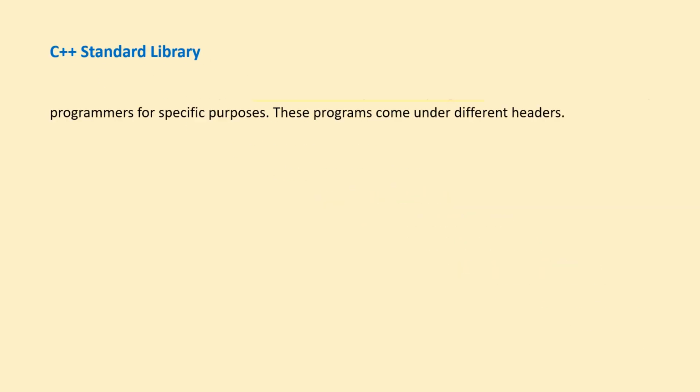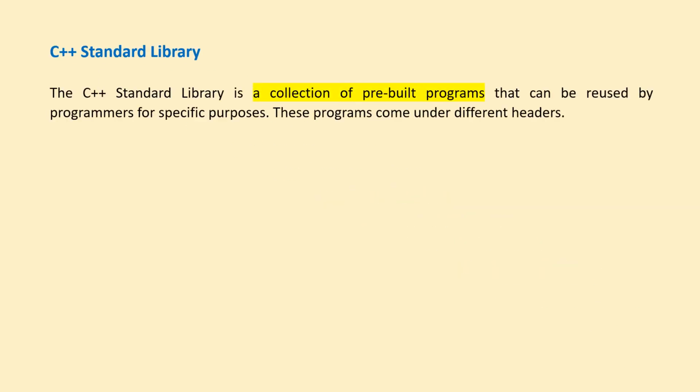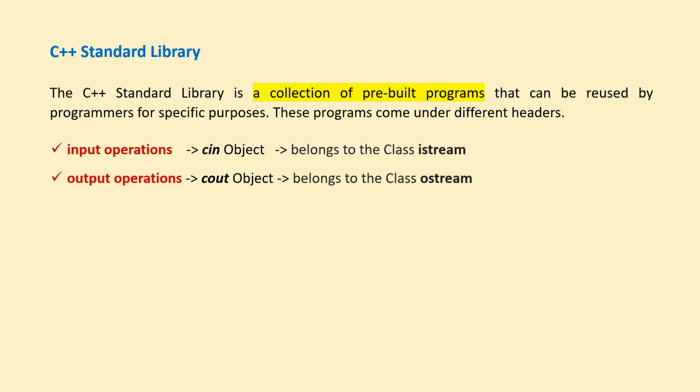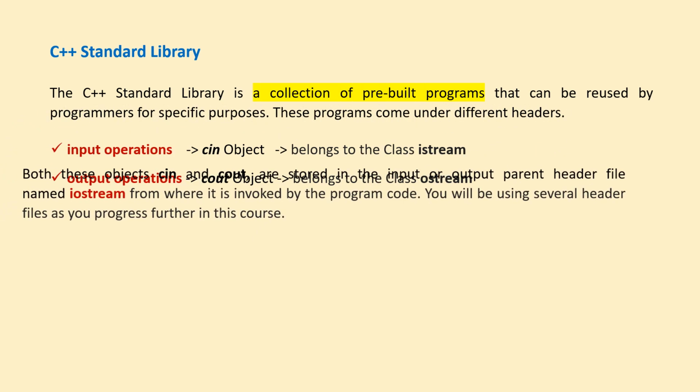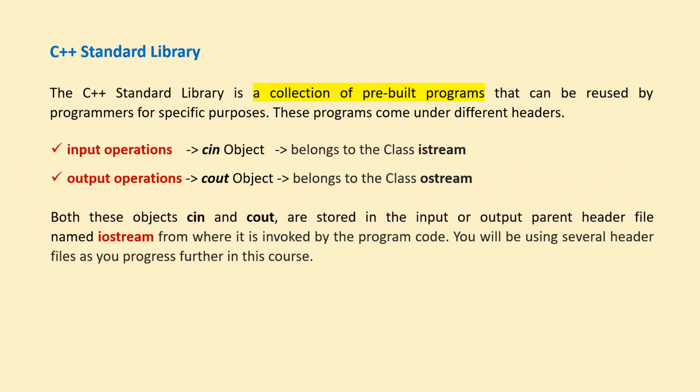The C++ Standard Library. The C++ Standard Library is a collection of pre-built programs that can be reused by programmers for specific purposes. These programs come under different headers. For example, input operations are done using the cin object, which belongs to the class named istream. And output operations are done using the cout object, which belongs to the class named ostream. Both these objects, cin and cout, are stored in the input or output parent header file named iostream, from where it is invoked by the program code.